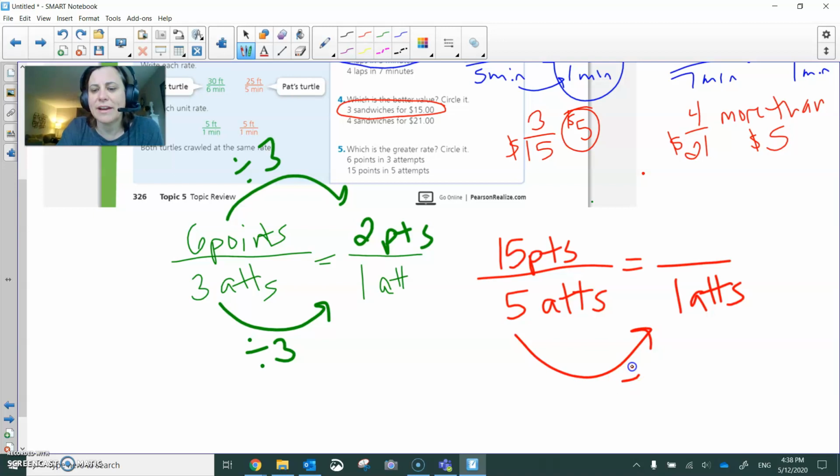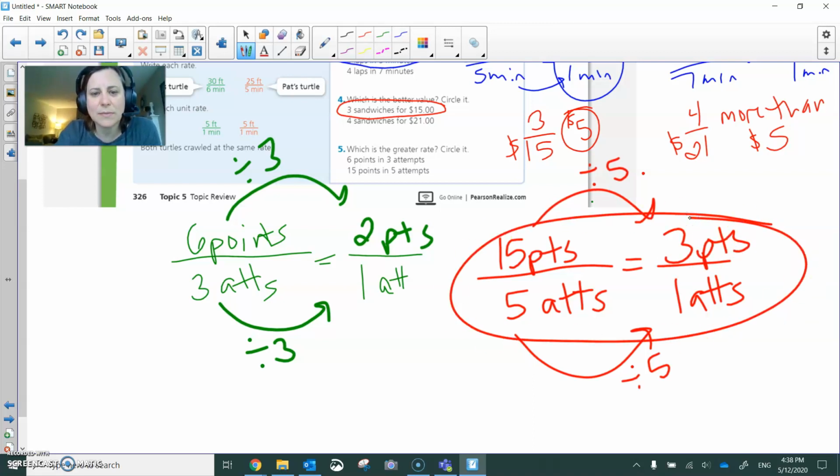So I would do 5 divided by 5 to get 1. So I'll do 15 divided by 5 to get 3 points. So this is the better thing. This person gets more points per attempt. 15 points per 5 attempts.